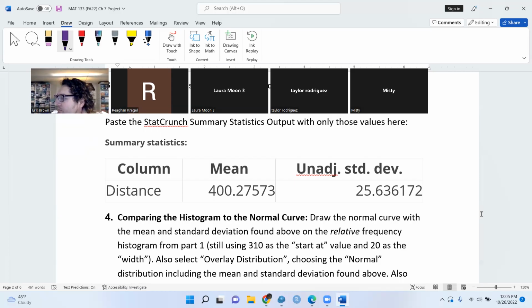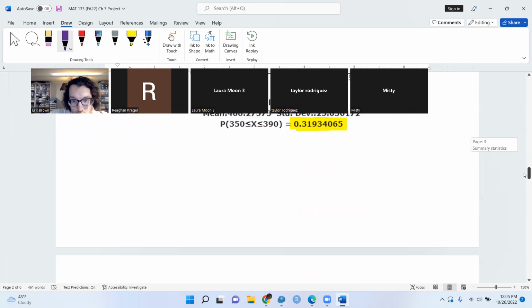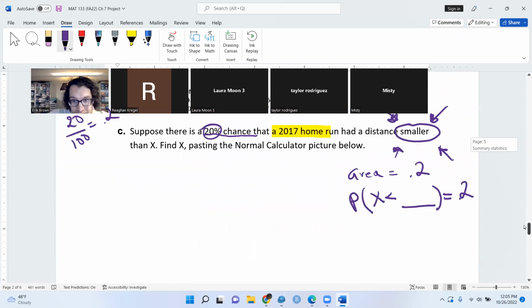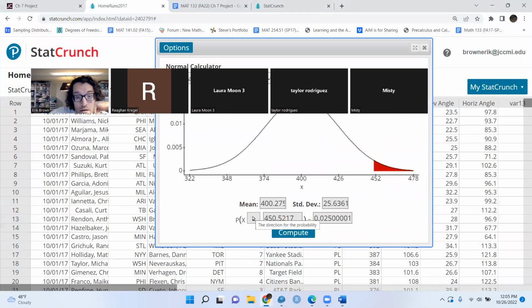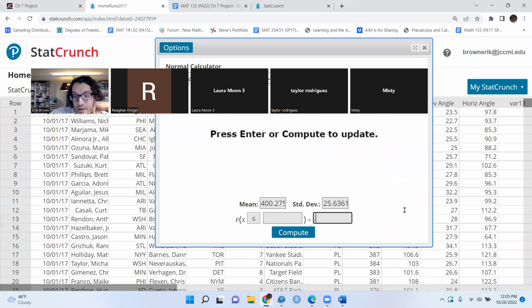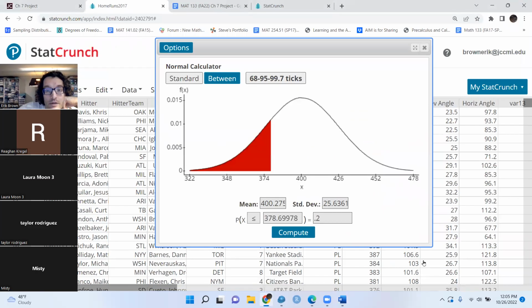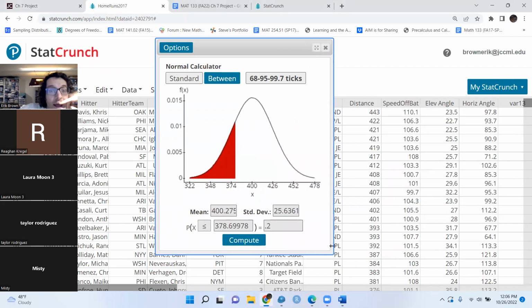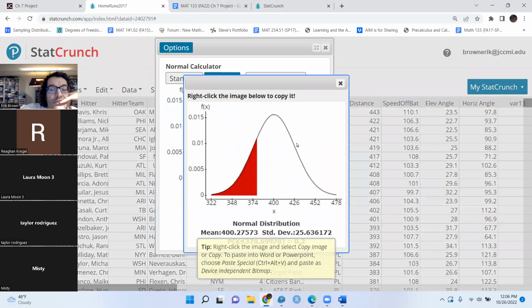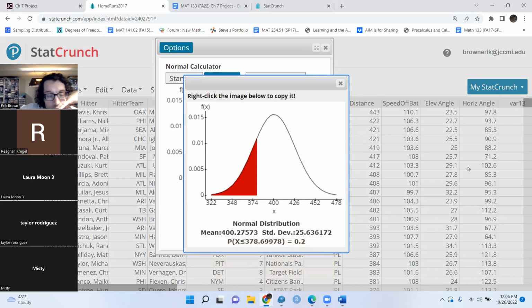And then X greater than or less than. Go right down to that. We had less than because of the word smaller, and then our point of 0.2. Okay, so in StatCrunch I've got my less than, and then I'm putting in the 0.2, and then I'm clicking compute, and there's my nice graph. Based on how wide your graph is, it will look a little different, so don't fret about that. Then we go to options, copy it, right click on that copy thing and copy image, and dump it in there.